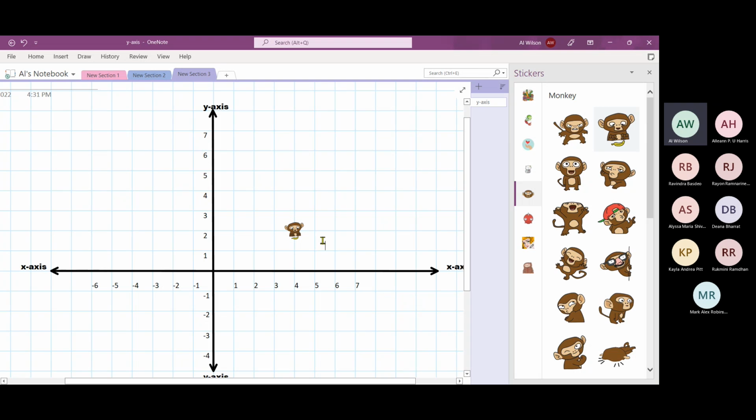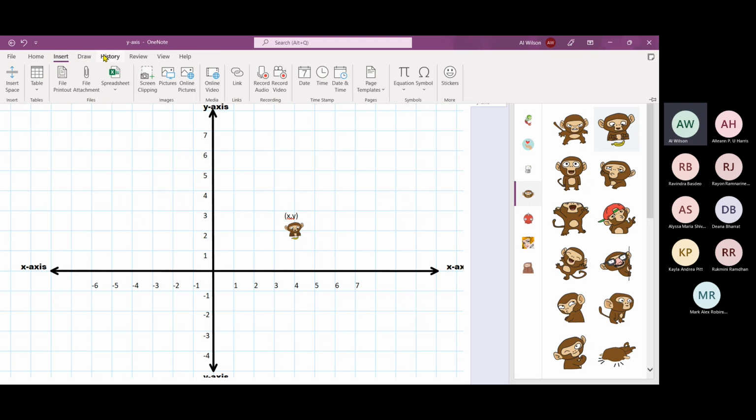Now remember, the coordinate has to be an x value and a y value. So remember that it needs to be x, y. I'm going to put this right above the monkey's head. Can anyone identify what the x value is? The x value is 4. All right, so this is what I would want you to do. So I'm going to show you a simple way you could actually practice this.